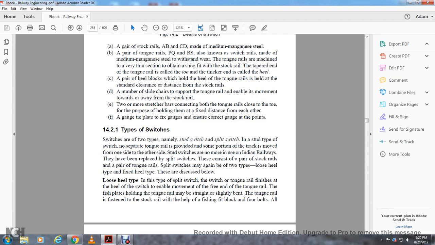These consist of a pair of stock rails with a pair of tongue rails. Split switches may again be of two types, the loose heel type and the fixed heel type. They are discussed below. Loose heel type. In this type of split switch, the switch tongue rail finishes at the heel of the switch and enables the movement of the free end of the tongue rail.